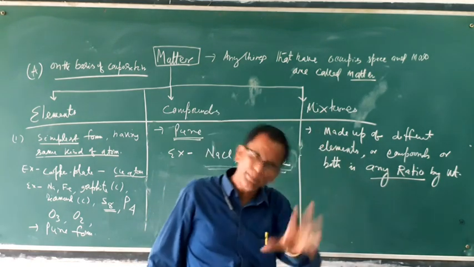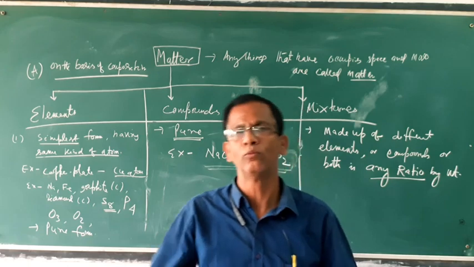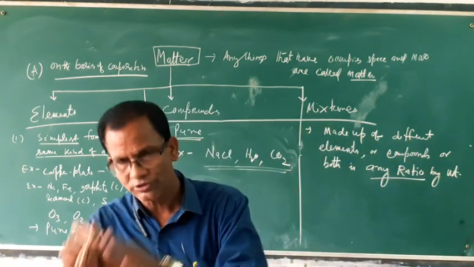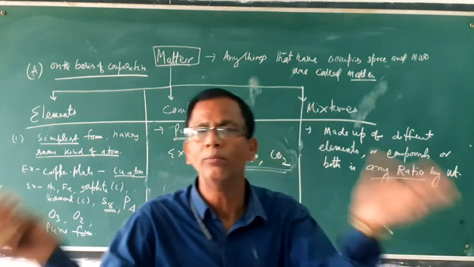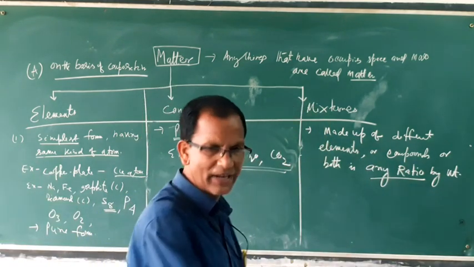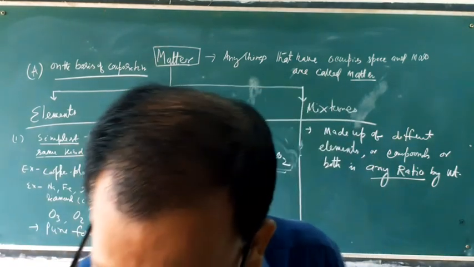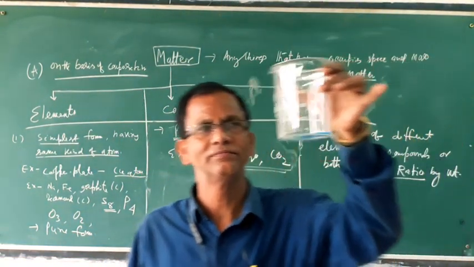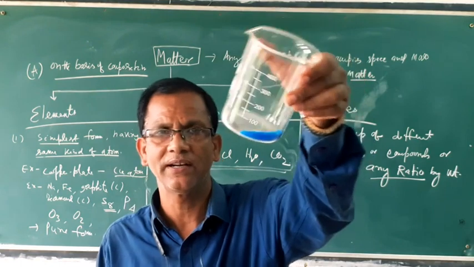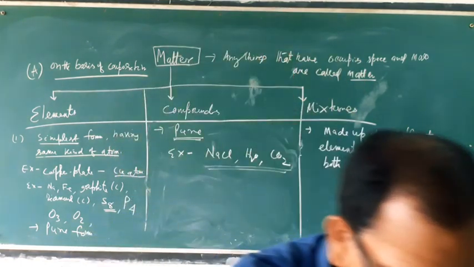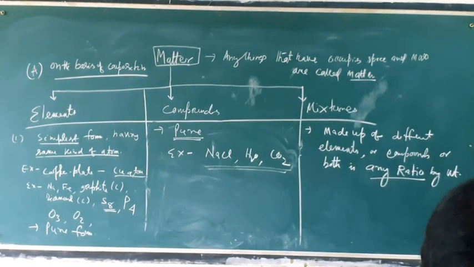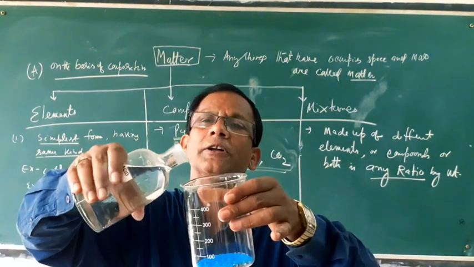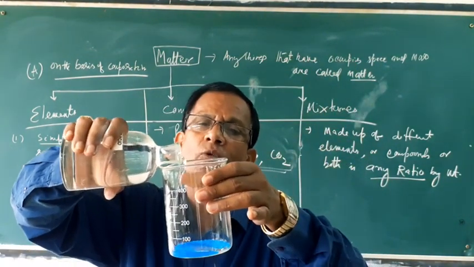But it can be produced by taking two or more elements, or elements with compounds, or two compounds. I will give one example. Already we have seen copper sulfate is a compound. But when you add water to it, this is copper sulfate, I am adding water. This much amount of water I have added.